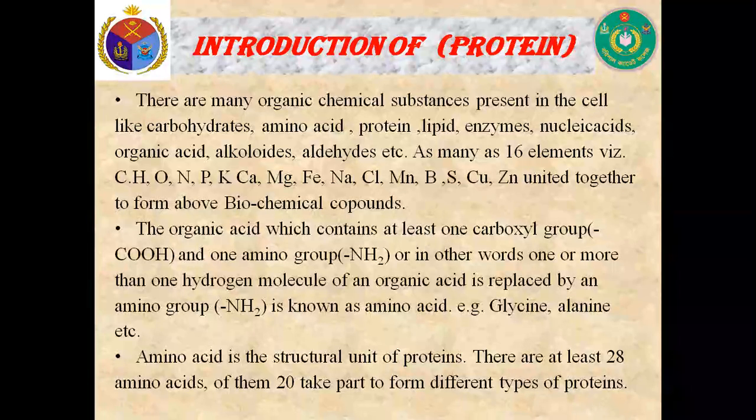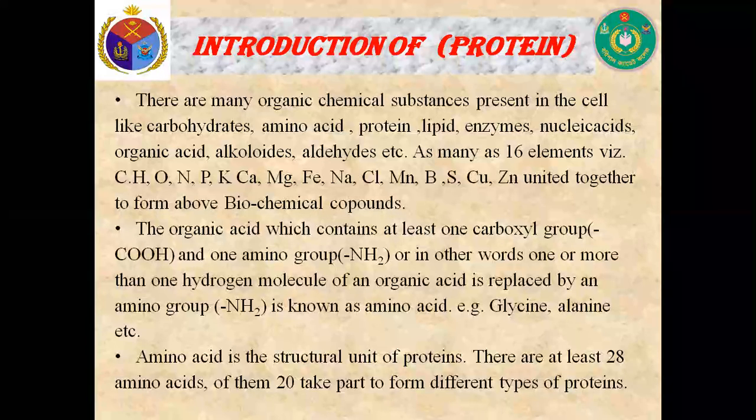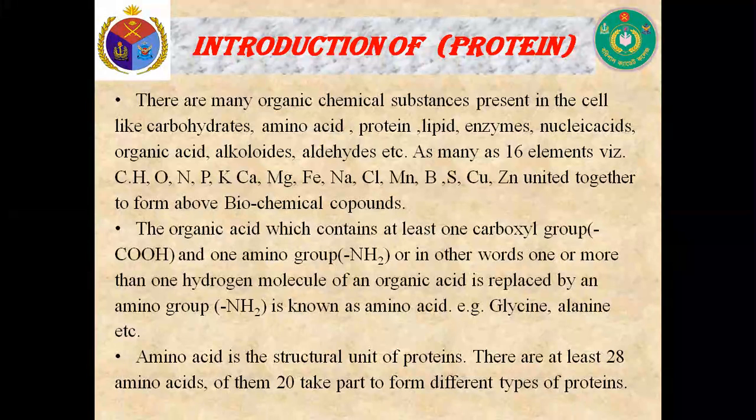The organic acid which contains at least one carboxyl group and one amino group, or in other words, one or more than one hydrogen atom of an organic acid is replaced by an amino group, is known as amino acid, like glycine, alanine. Amino acid is the structural unit of proteins. There are at least 28 amino acids. Of them, 20 take part to form different types of protein.